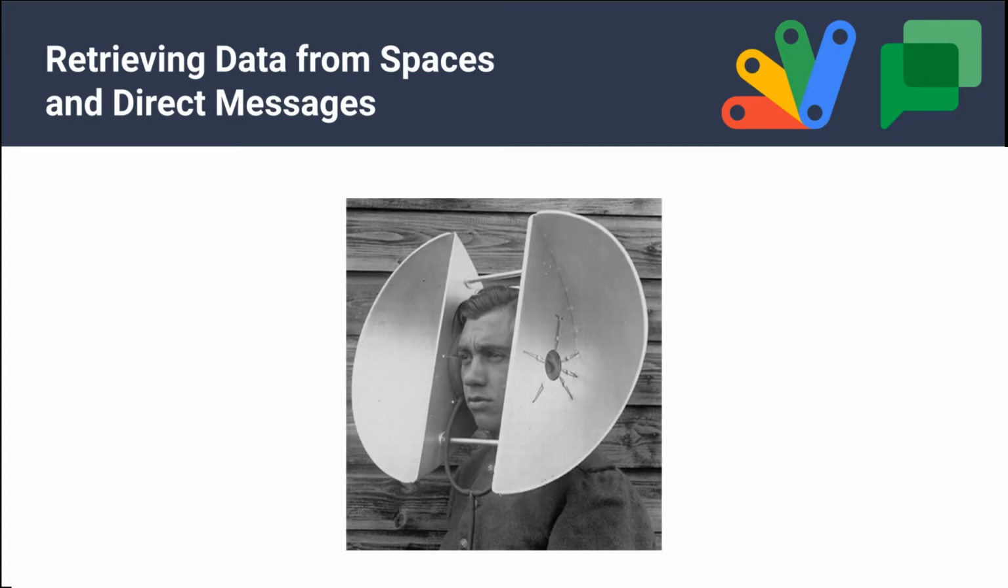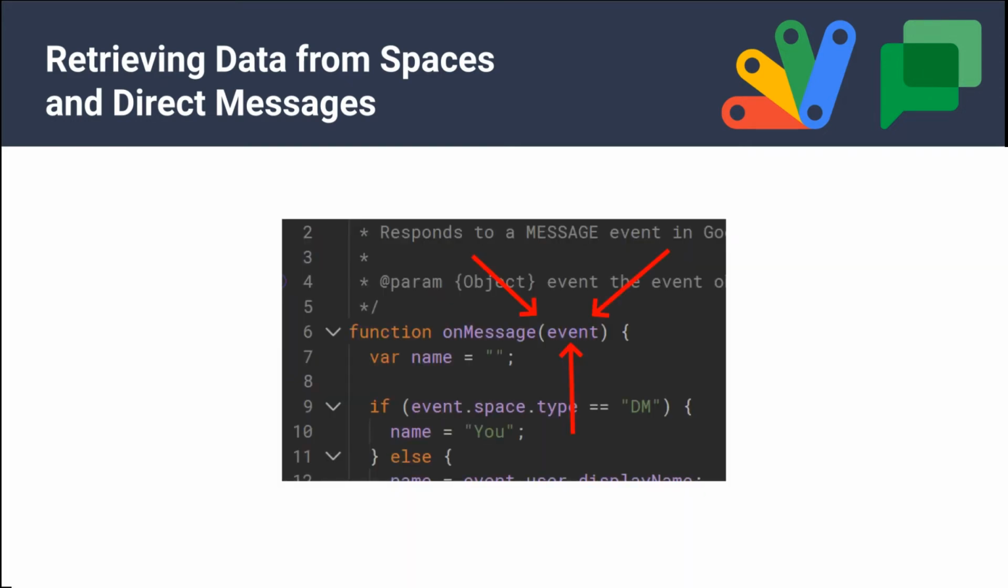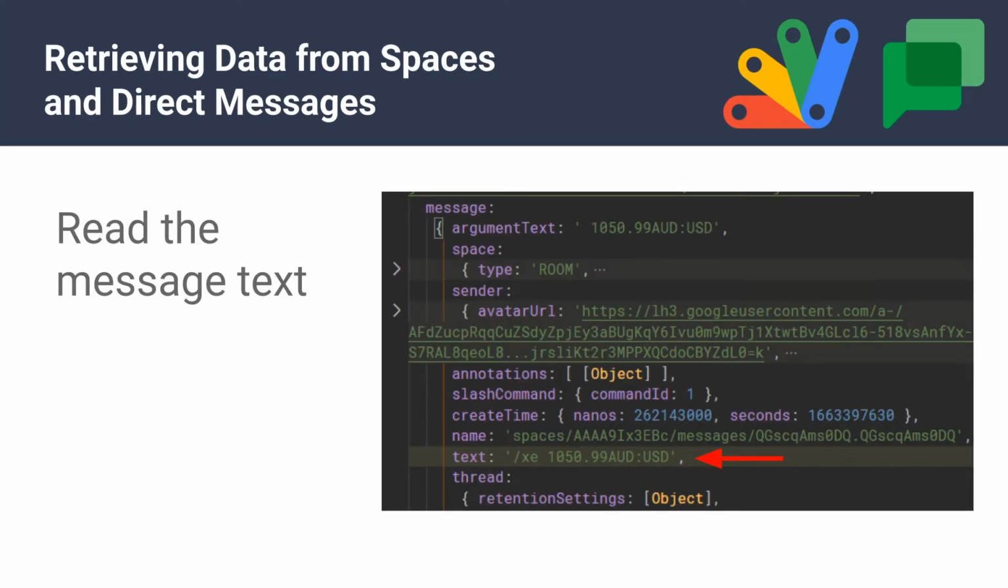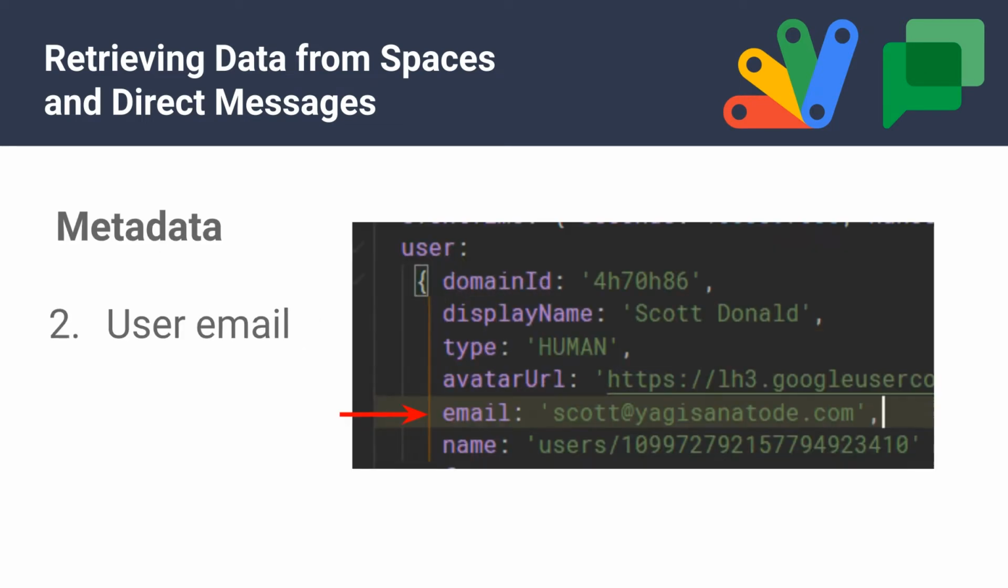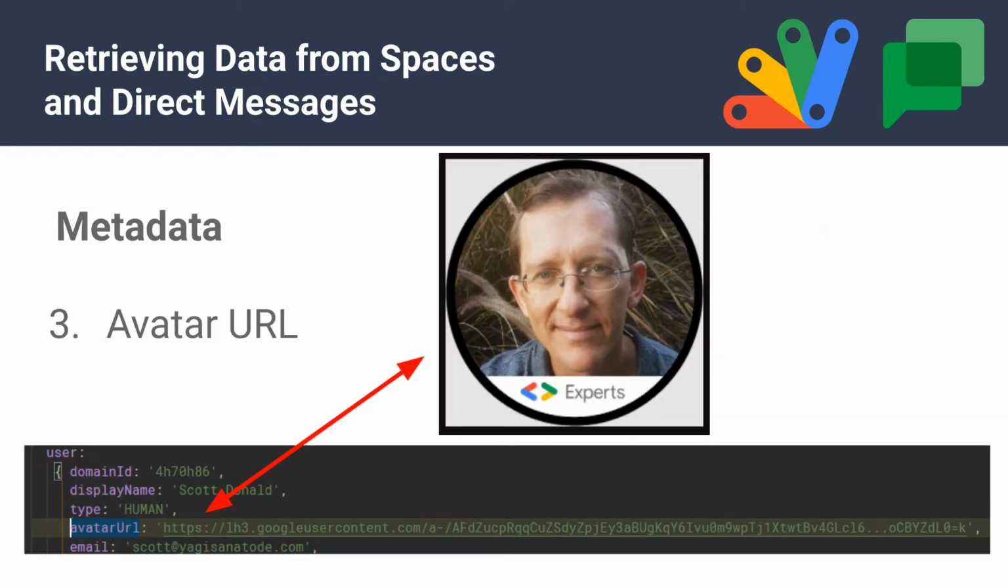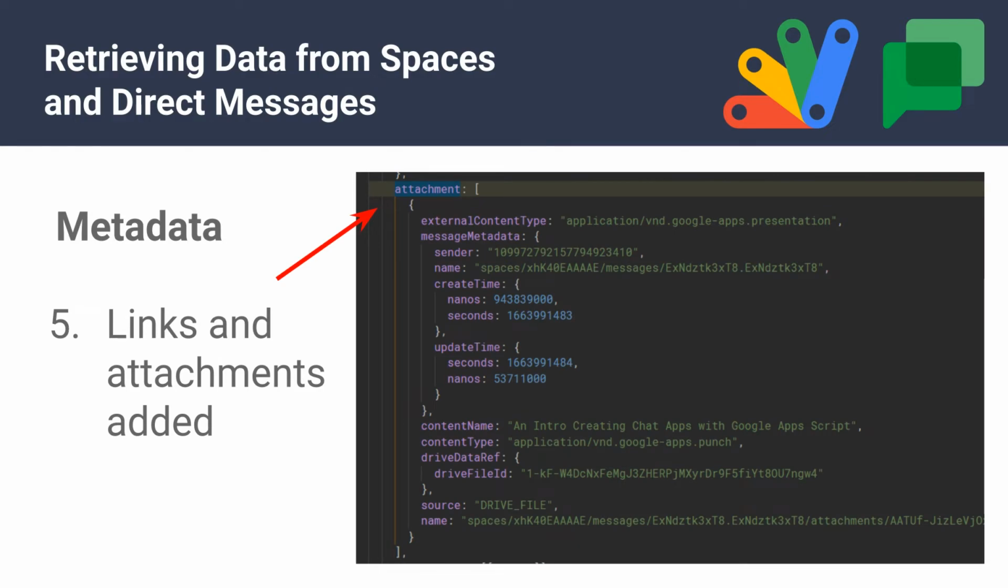When you add a chat app to a direct message or Google Space, it basically listens for responses to conversations and returns a JSON object of data about the most recent messages, usually stored as an event. You can then use the data received from this object to read the message text or check, among other things, data like the display name of the user sending the message, their email, their avatar URL, the time the message event occurred, or links added to the message.